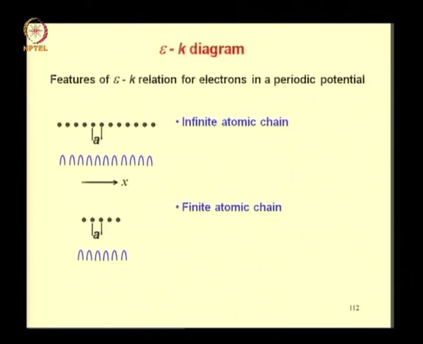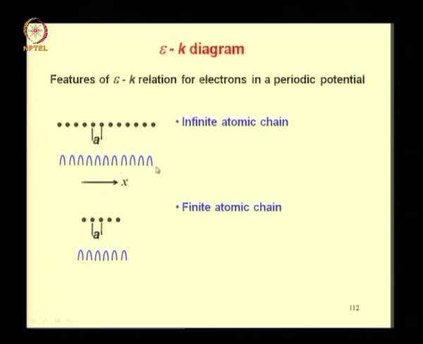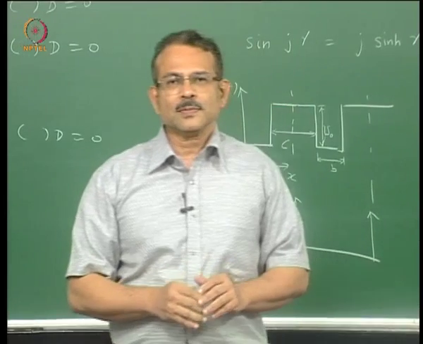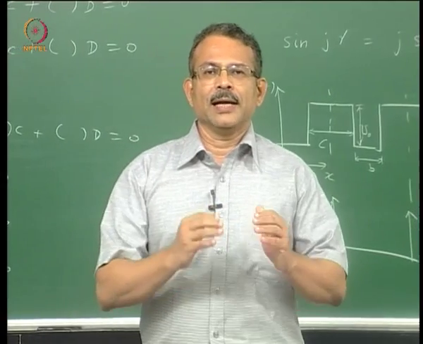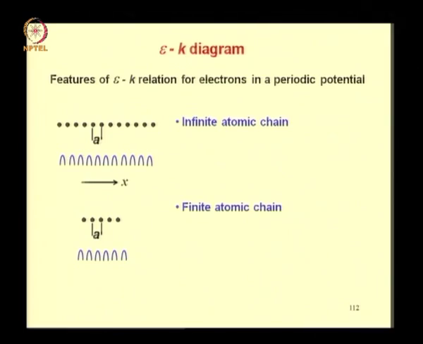Now let us point out what happens if instead of an infinite atomic chain, you have a finite atomic chain. So you have a periodic crystal potential, but you have a finite number of periods in the potential, as against the infinite number of periods for which we have just now derived the E-k relation and energy band picture. So what differences will arise if the atomic chain is made finite?